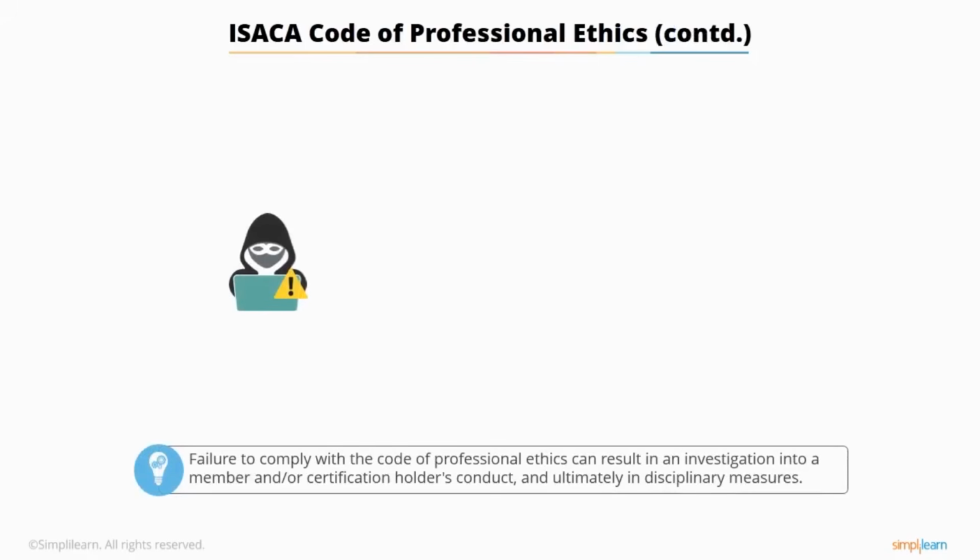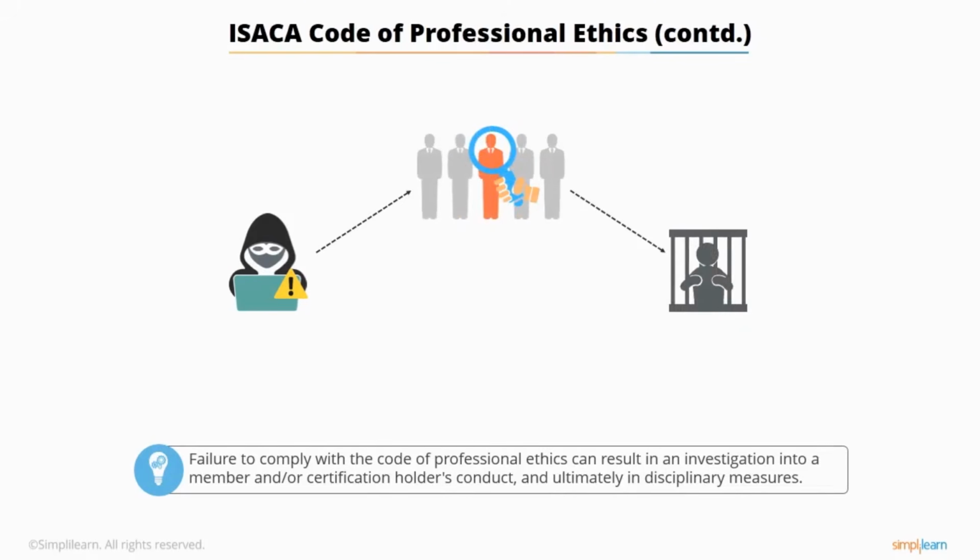Failure to comply with the Code of Professional Ethics can result in an investigation into a member's and/or certification holder's conduct, and ultimately in disciplinary measures. ISACA may choose to ban you from ISACA or to revoke your certification if the situation warrants it.